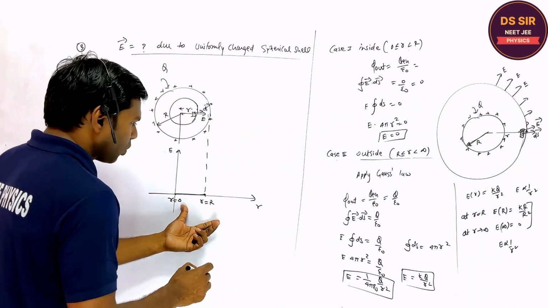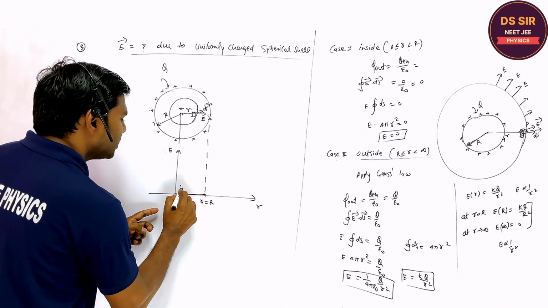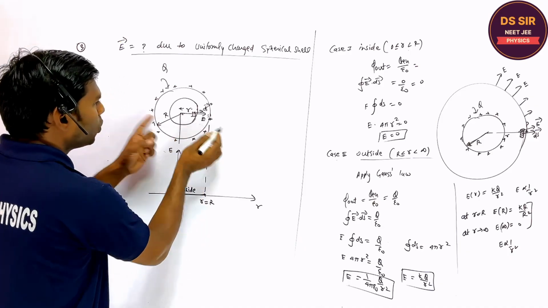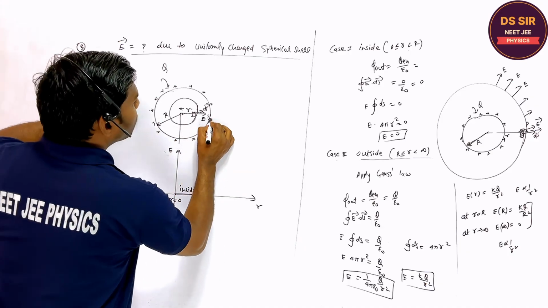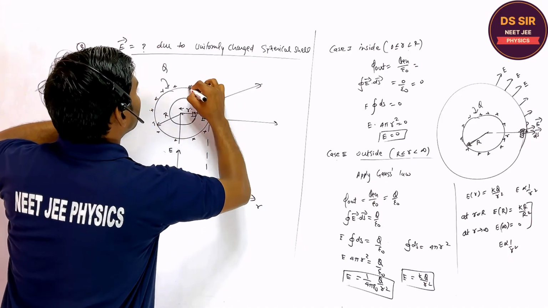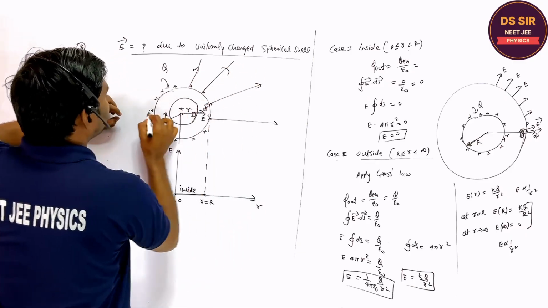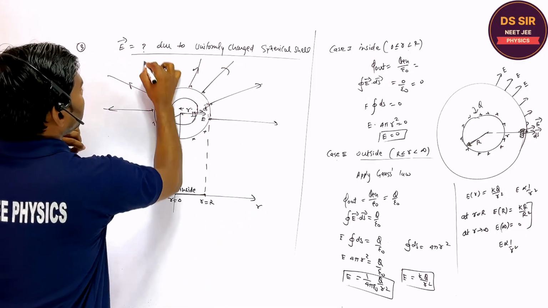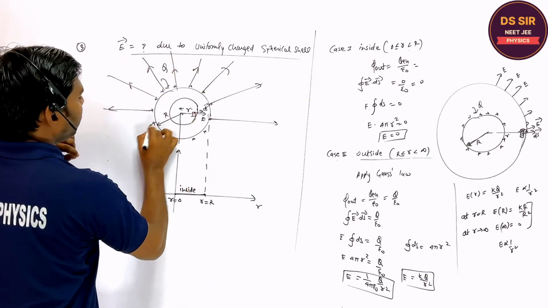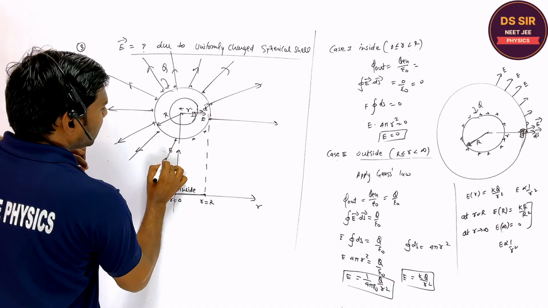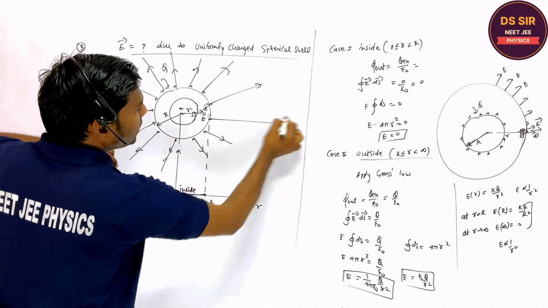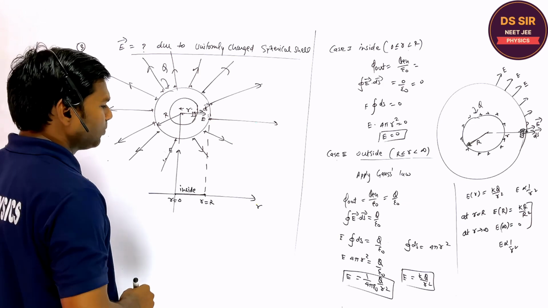Therefore, if you draw for the inside, this is the inside electric field, where no electric field is present. But if you consider the outside, the electric field outside is like this, right? It starts from the surface of the spherical shell and extends, and it is present up to infinity.